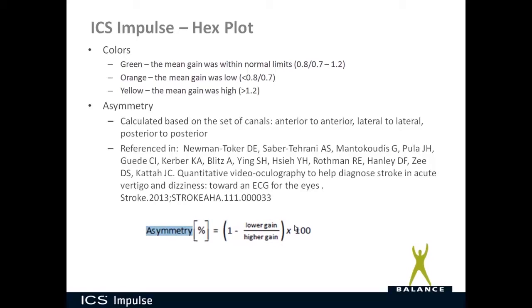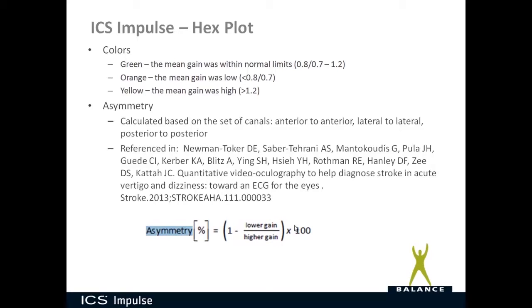So, asymmetry. This is calculated based on the set of canals. Remember, in the gain graph, it was based on lateral, LARP, and RALP. In the hex plot, it's anterior to anterior, lateral to lateral, and posterior to posterior. Now, why did we give you two different asymmetry ratios? Well, ENT doctors that we talked to felt that the way we did it in gain graph was appropriate, and neurologists that we talked to felt that the way we did it in hex plot was appropriate. So we decided to implement both to make both parties content.